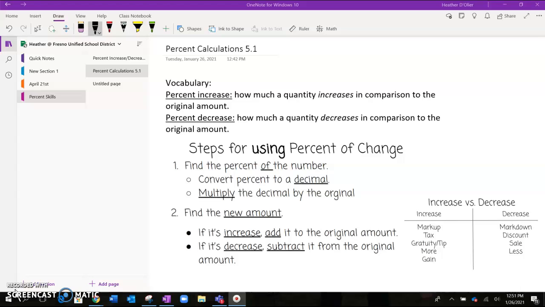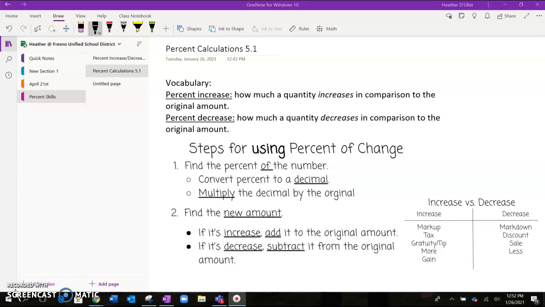Last time we practiced our percent increase and decrease, and now we're going to go over percent calculations. They still use the terminology percent increase and percent decrease, but now we're not finding the percent, they gave it to us. We're finding the other piece. So this is like using percent of change. We have some steps here to help us.